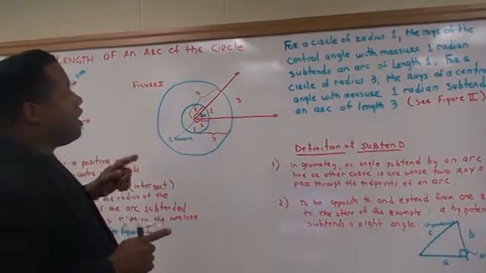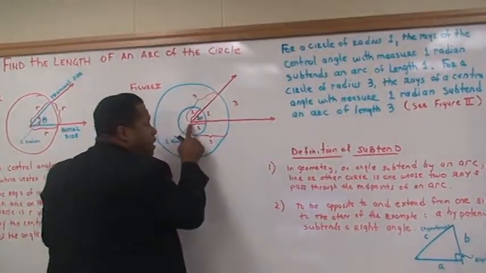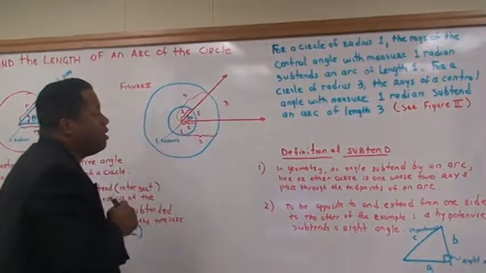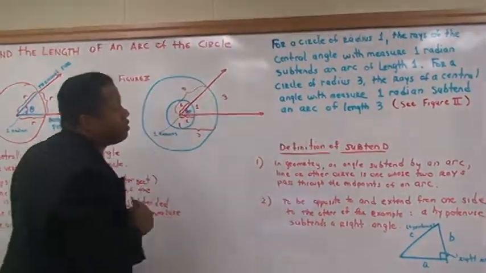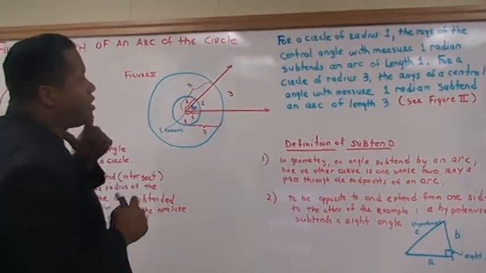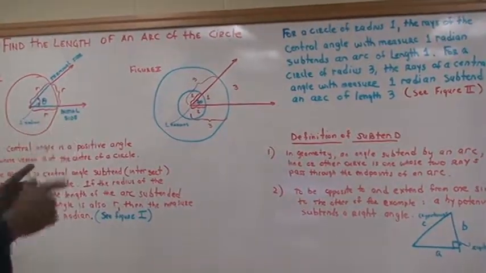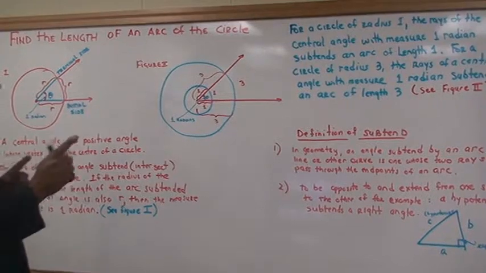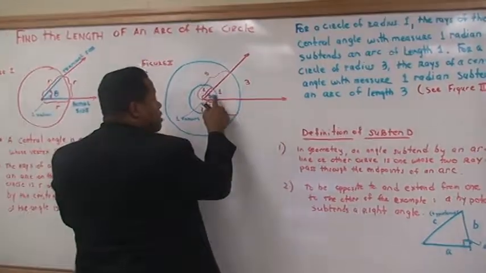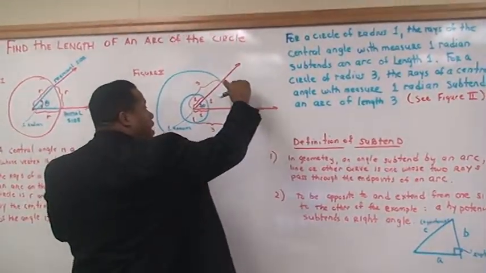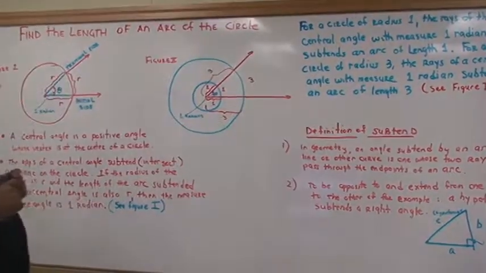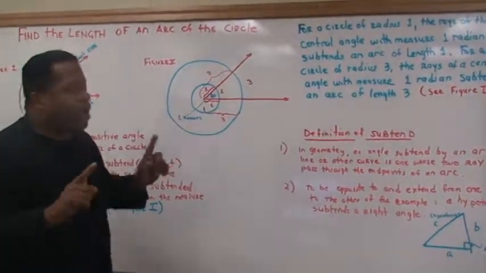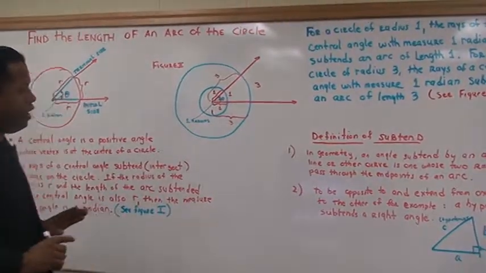For a circle now with radius 3, from here to here is 3, and of course from this point to this point is also 3. Well, the rays of the central angle here, believe it or not, this angle is subtended by this arc as well. Right? So we're going to talk about subtend right now.